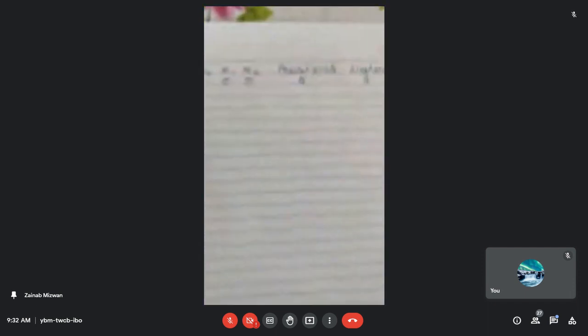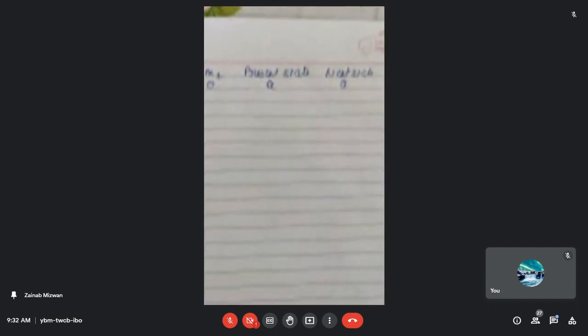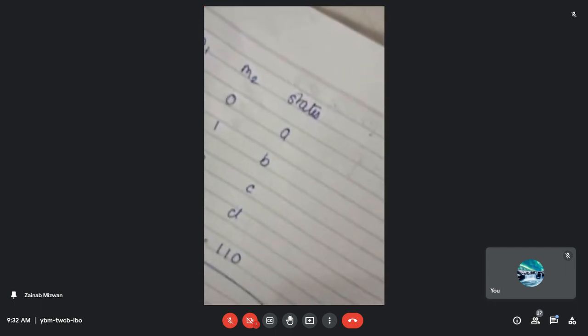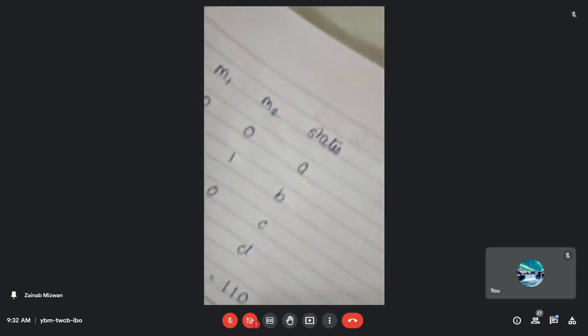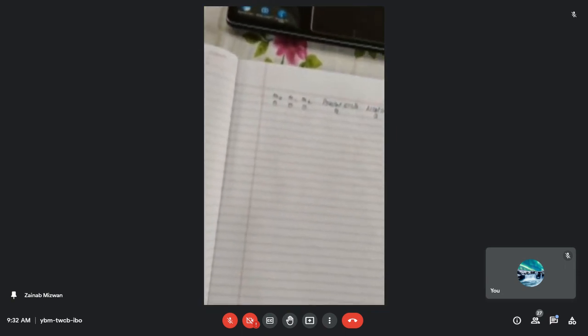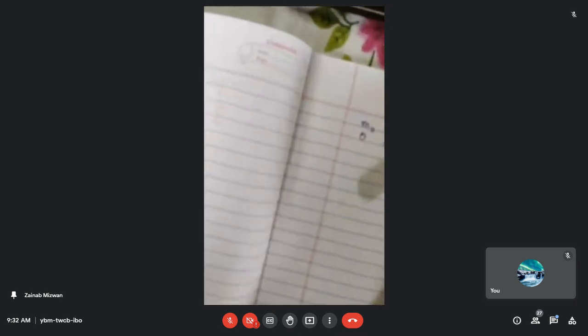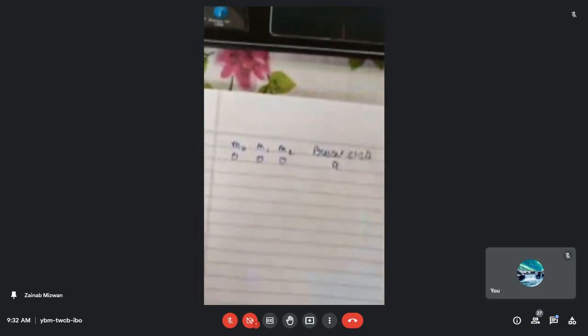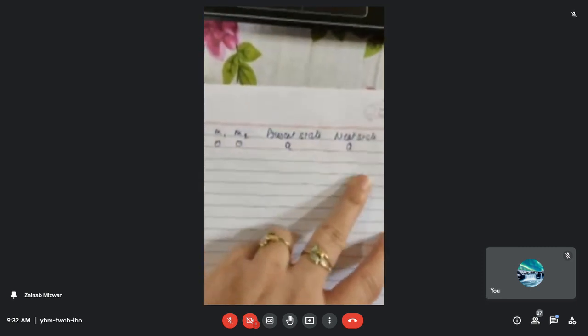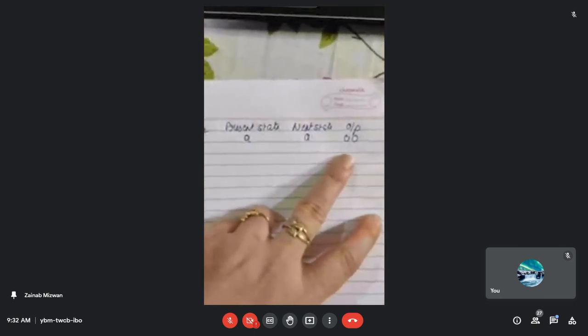Now the input we are talking about is 1, 1, 0. We are having M0, M1 and M2, we got the present state, we got the next state, and the output will be 0, 0.